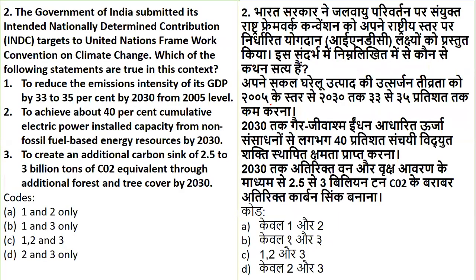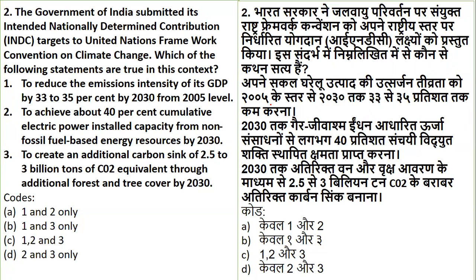Coming to question number 2, we have a statement-based question. The Government of India has submitted its Intended Nationally Determined Contribution targets to the United Nations Framework Convention on Climate Change. We need to recognize which statements are true: to reduce the emissions, to achieve 40% cumulative electric power, and to create an additional carbon sink of 2.5 to 3 billion tonnes. Which of them are correct with respect to the Intended Nationally Determined Contribution?